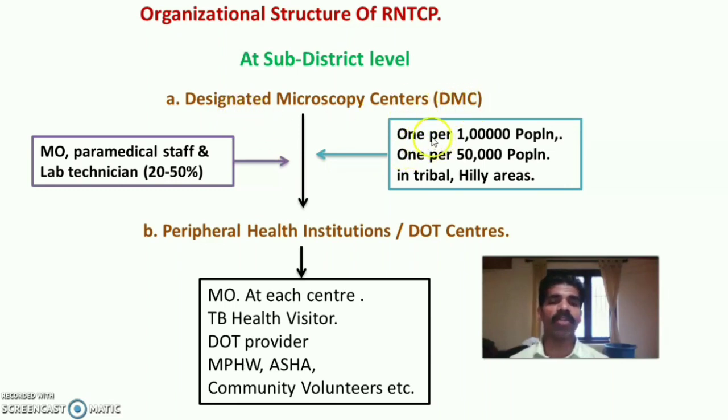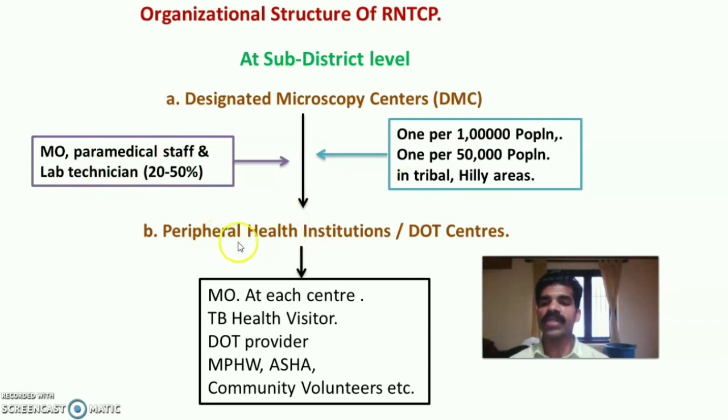That is, in general or plain area, there is one DMC for 1 lakh population. And if the area is a tribal, hilly and backward area, we have one DMC for 50,000 population to render the RNTCP program as an organization structure and administrative structure. Then the designated microscopy center is headed by a medical officer. Other paramedical staff and lab technicians will support the activities of the designated microscopy center. So the staffing pattern of the designated microscopy center includes a medical officer, paramedical staff and lab technicians.